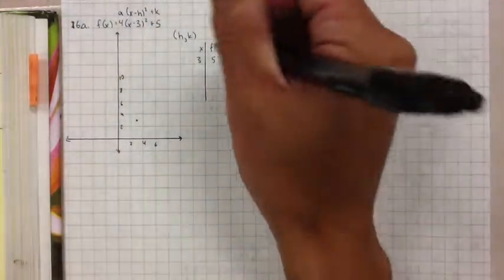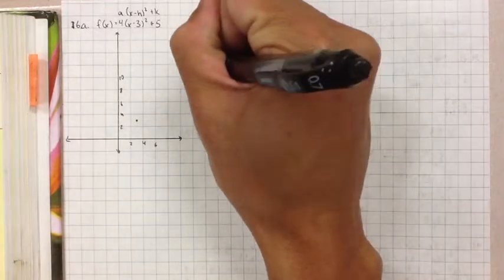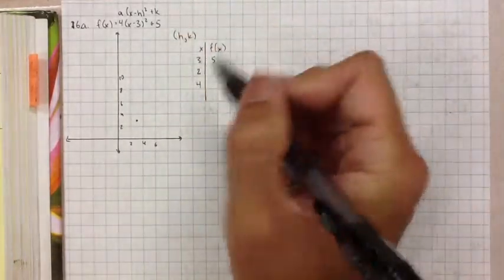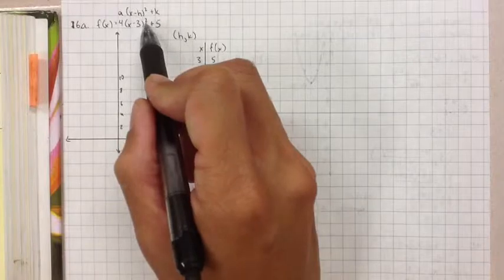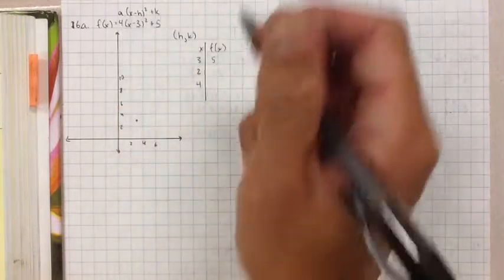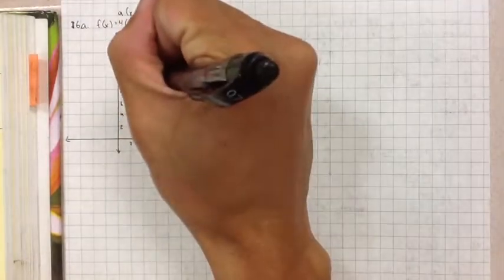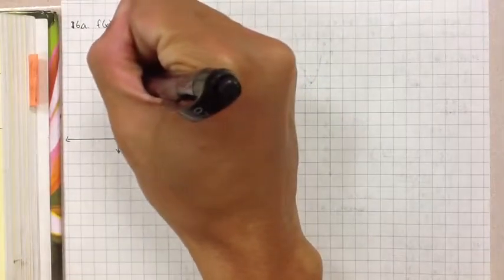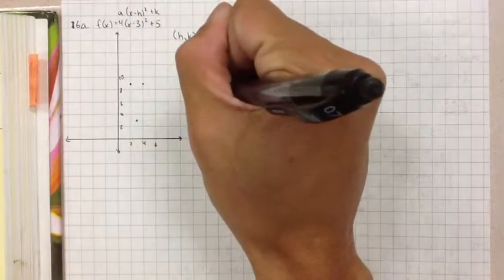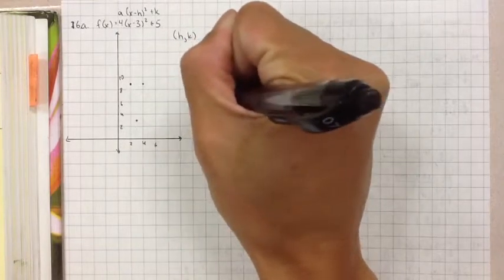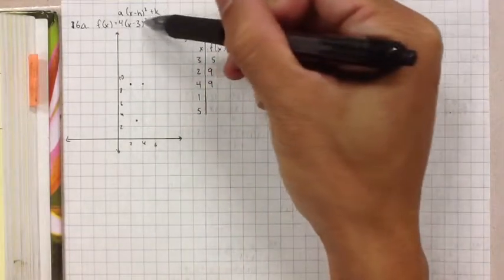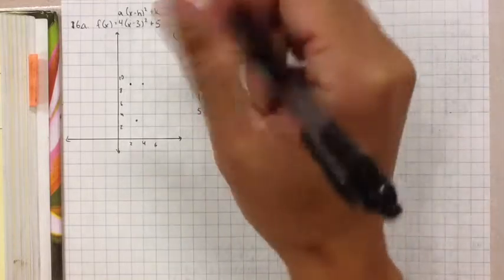To graph, I'm going to say, well, what is it when x is 2 or when x is 4? When x is 4, 4 minus 3 is 1 squared. 1 times 4 is 4, plus 5 will be 9. So it'll be 4, 9, 2, 9. And if it was either 1 or 5, then I would get a negative 2 squared here. It would be 4 times 4 is 16, plus 5 is 21.